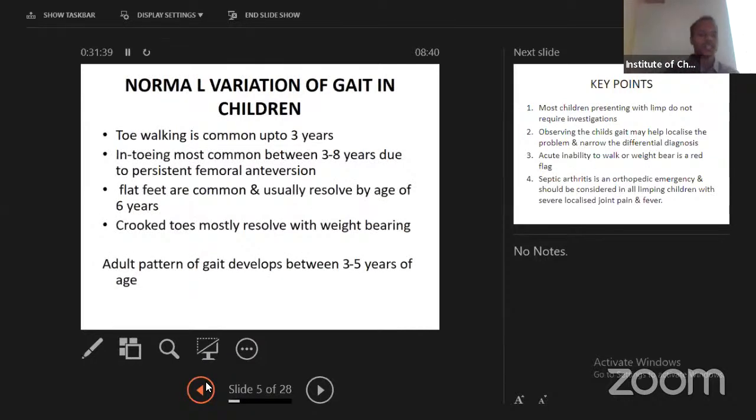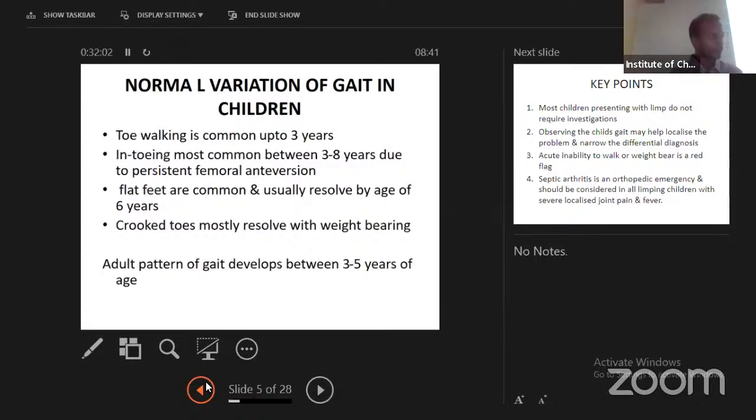Normal variations of gait in children. Toe walking is common up to 3 years. In-toeing between 3 to 8 years is most commonly due to persistent femoral anteversion. Flat feet are common and usually resolved by the age of 6 years. Crooked toes mostly resolved with weight bearing.